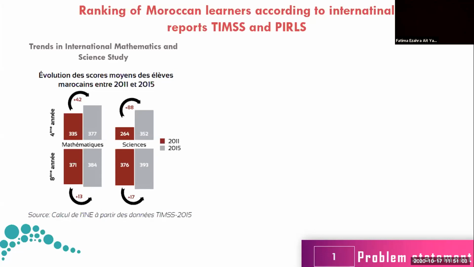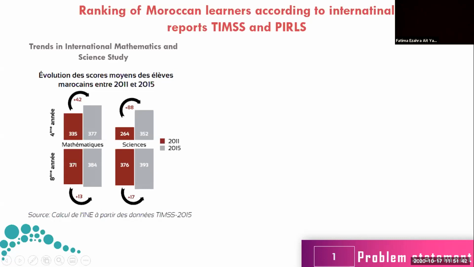According to TIMSS report, which compares the skills of learners in mathematics and science in the 4th year of primary education and the 2nd year of college education, this report shows that Morocco is below the TIMSS reference average set at 500 points in both mathematics and science. These findings are noted in 2011 and 2015, even if there was a slight improvement between the 2 years.